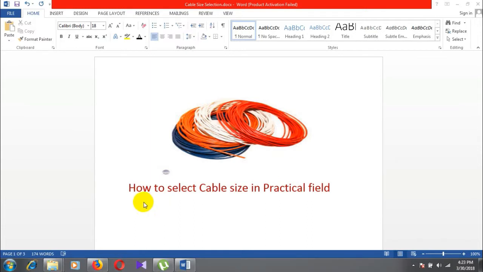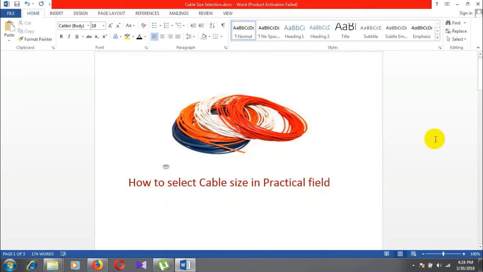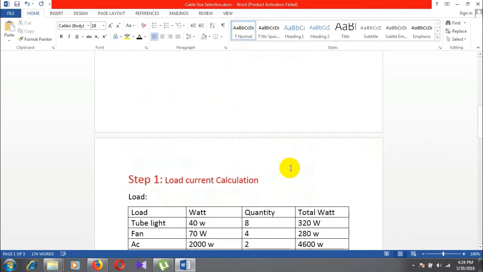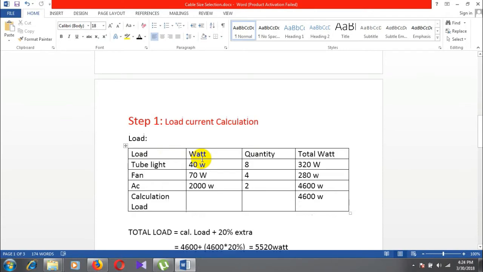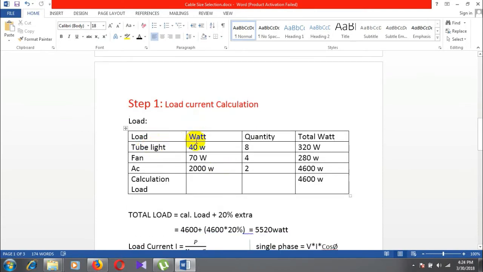Today I want to describe how to select cable size in practical field in a standard way. At first, we need to calculate our load. Here, suppose we want to do wiring in an office room.